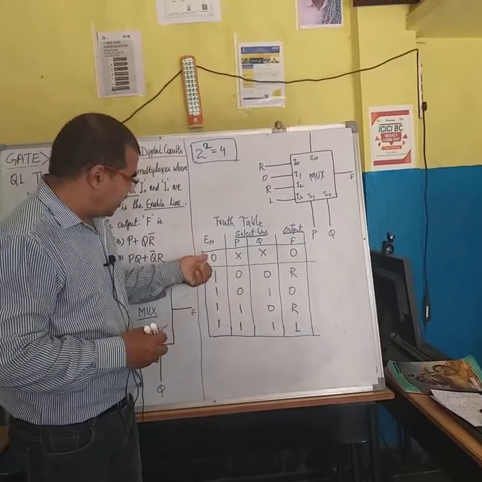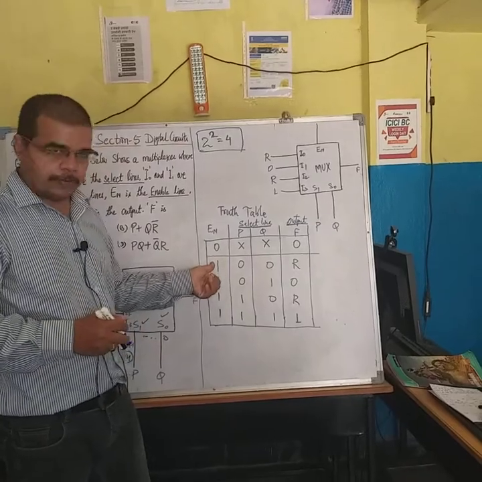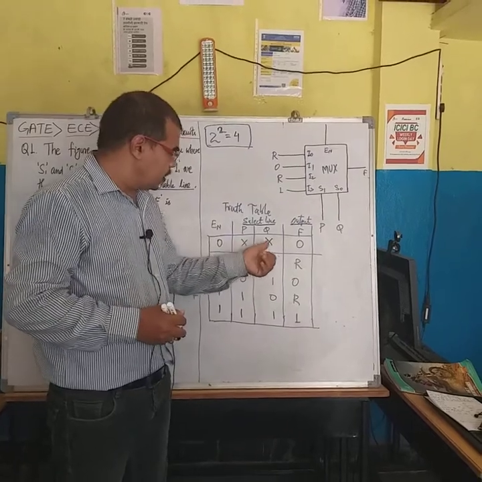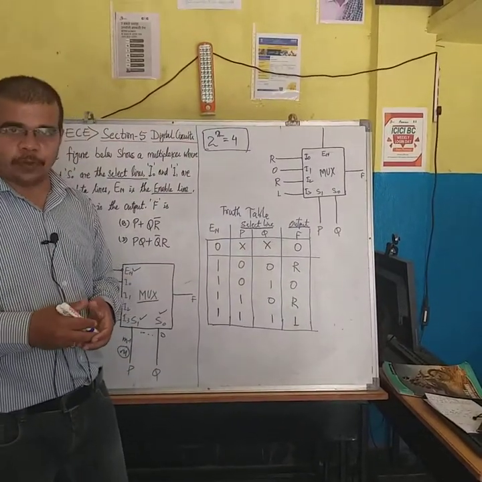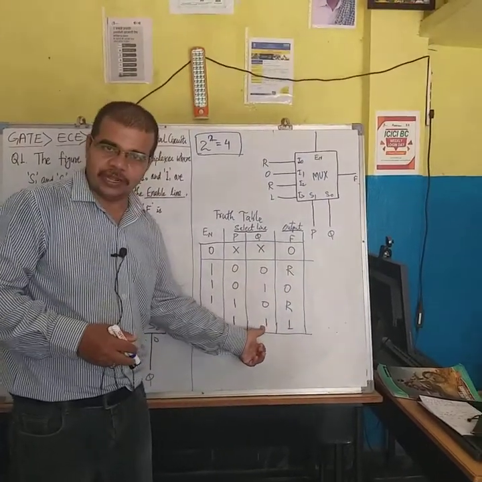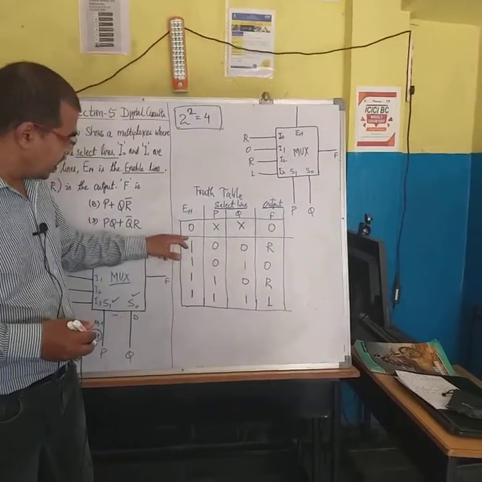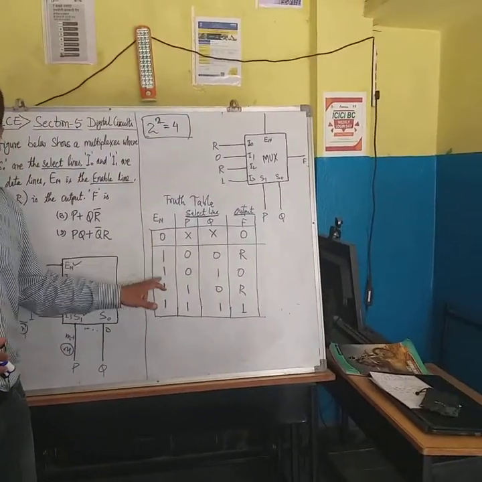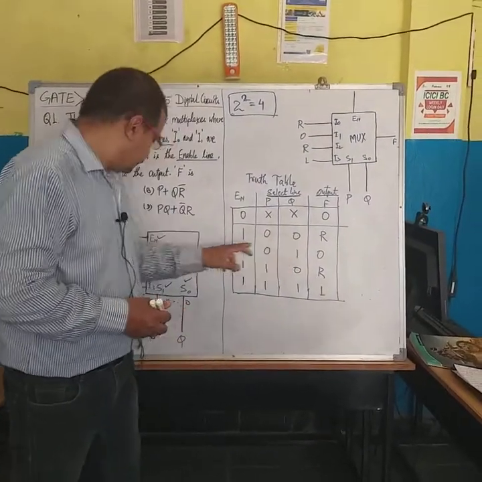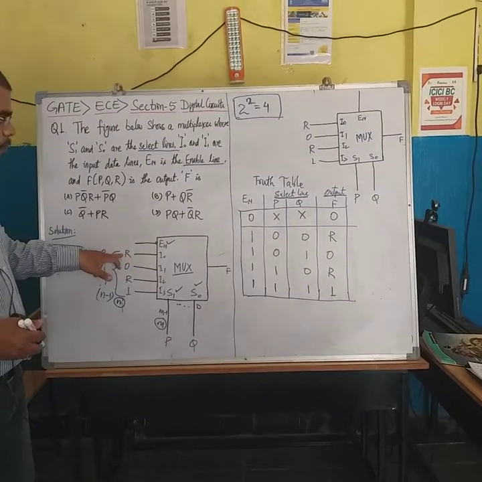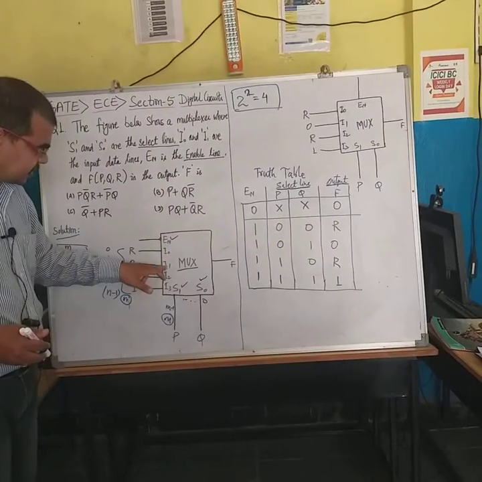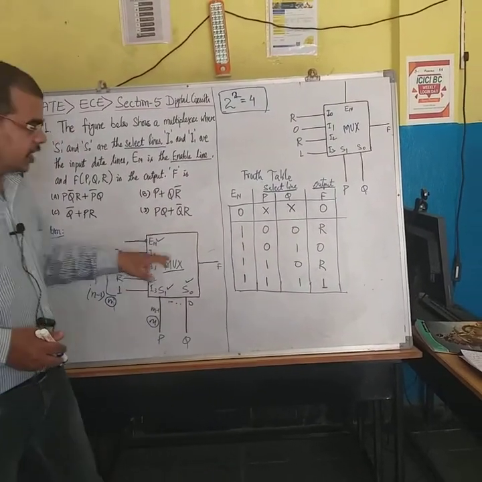Now let us make enable as 1. As we are having 2 select lines, 4 different combinations are possible: 0 0, 0 1, 1 0, and 1 1. Enable line we need to make 1 only. When enable line is 1 and select input is 0 0, means I0, our output is R. When we are having 0 1, this is I1, our output is 0.